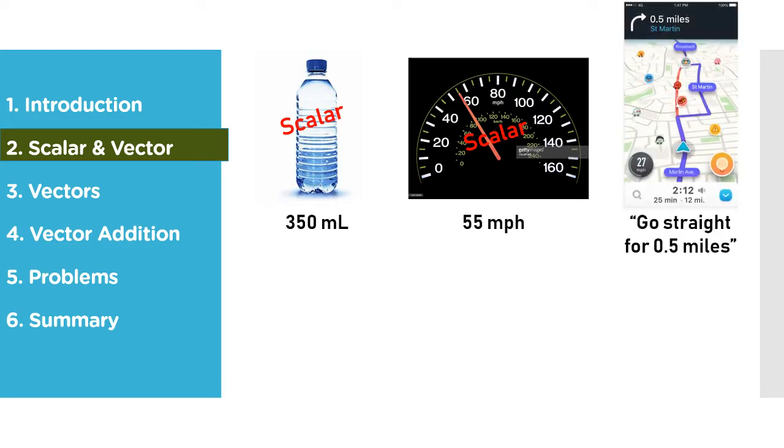Go straight for 0.5 miles. Well, this time you have a directional cue over here. Go straight. And you also have a numerical cue, 0.5 miles. That is a vector quantity.